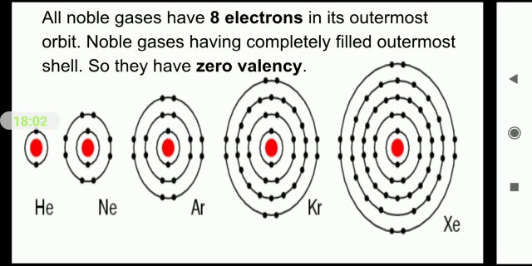All noble gases have 8 electrons in their outermost orbit. Noble gases have a completely filled outermost shell, so they have 0 valency. For example, the electronic configuration of neon is 2, 8. The outermost shell is completely filled with 8 electrons. So the valency is 0.